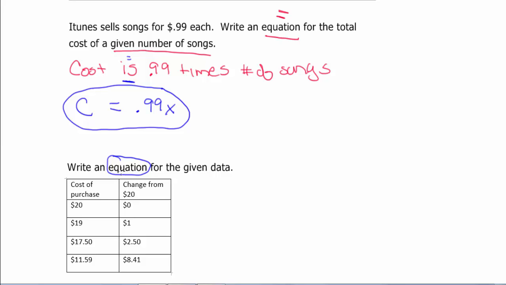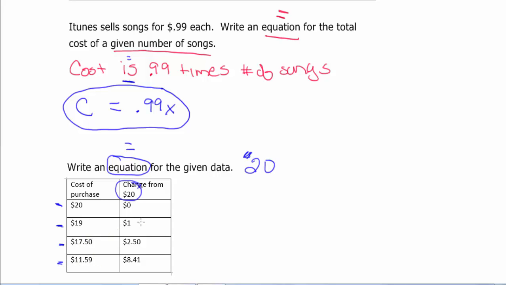Now this says write an equation for the given data. Okay, so again, we're going to have an equal sign. But we got to kind of figure out what it's asking. Okay, so we have cost of a purchase is $20, change from a 20. So that means no matter what, we have $20. Okay, and it looks like this first person had $20 and they spent 20, so they got 0 change. This person had $20, spent 19, so they got $1 back. This person had $20, and we know that from this right here. They spent $17.50, they get $2.50 back, okay? So this is just the normal.